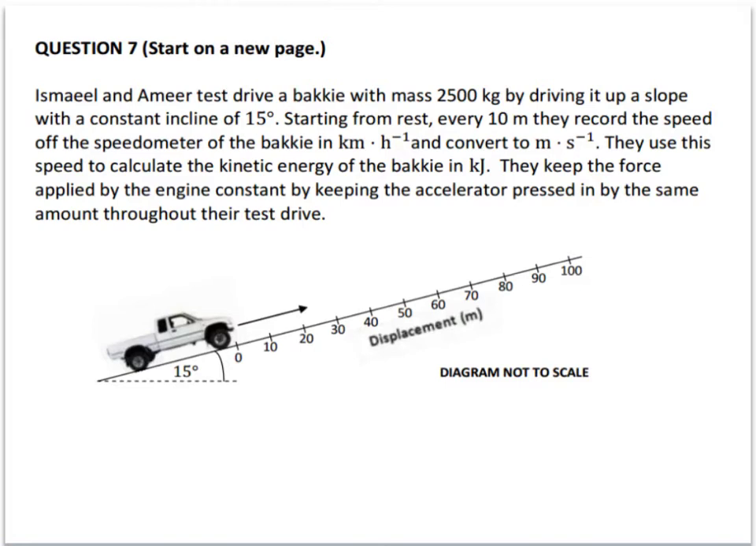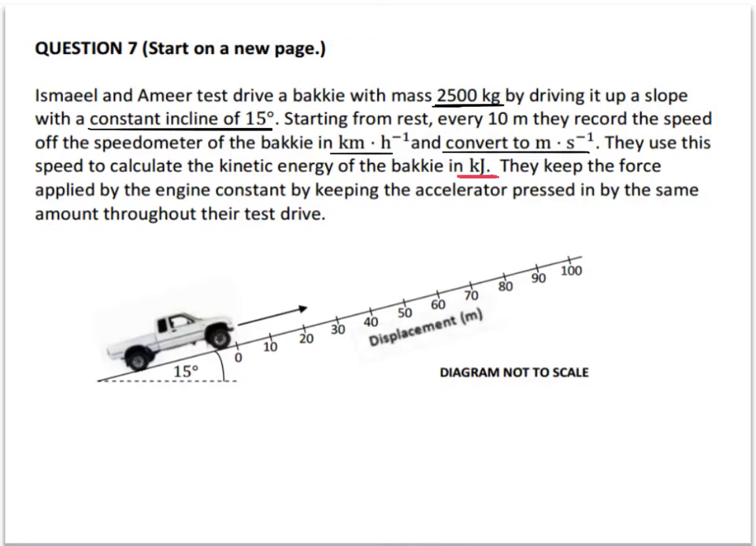We have a bucky with a mass of 2,500 kilograms. There's a constant incline of 15 degrees. That's the incline on the slope. The bucky starts from rest, and every 10 meters, the speed on the speedometer is recorded in kilometers per hour, and fortunately for you, converted into meters per second. This speed is used to calculate the kinetic energy of the bucky in kilojoules. It's quite important to note that the calculation has yielded the kinetic energy of the bucky in kilojoules, so we're going to need to convert that to joules if we need to have everything in SI units.